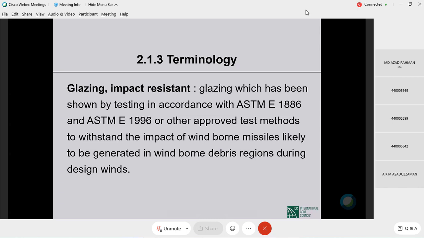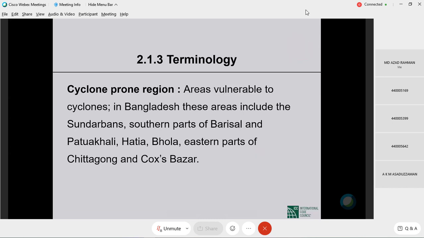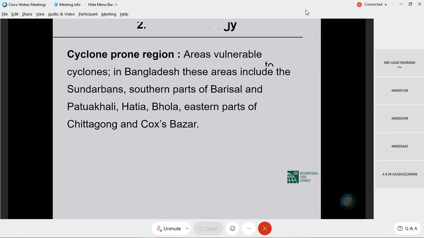Impact resistant glazing: glazing which has been shown by testing in accordance with ASTM such and such or other approved test methods to withstand the impact of windborne missiles likely to be generated in the windborne debris region, definition coming up, during design winds. Then cyclone prone region. I went through that definition before. Areas vulnerable to cyclones in Bangladesh; these areas include the Sundarbans, southern parts of Barishal and Patuakhali and Hatia, Bhola, eastern parts of Chittagong, which I think should be western parts, and Cox's Bazar.